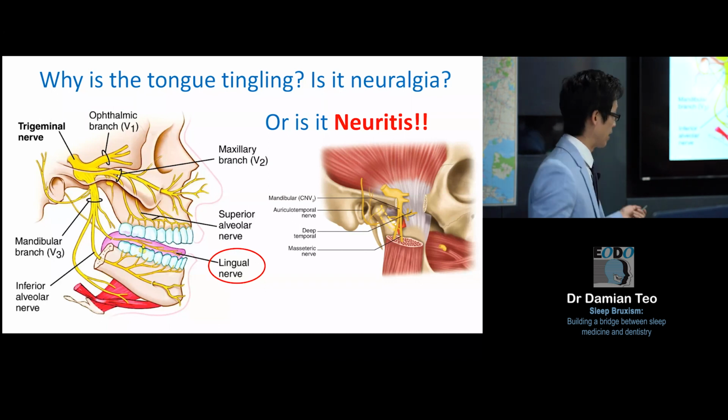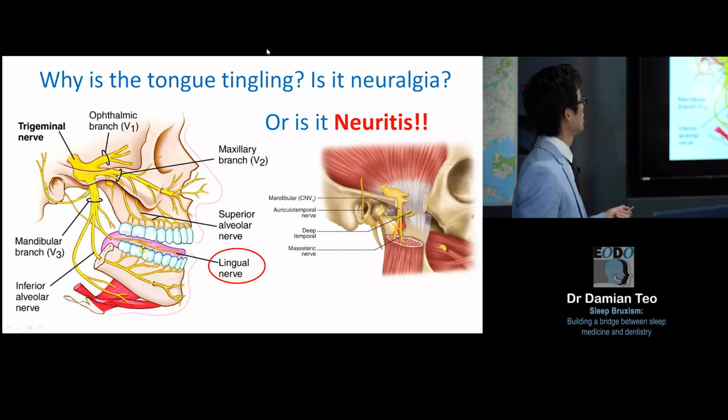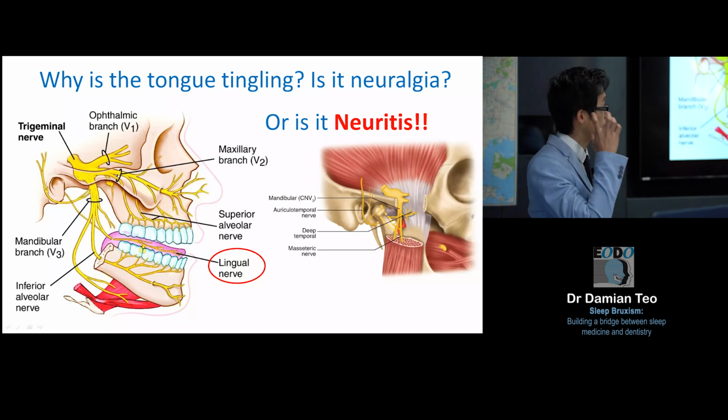And knowing our anatomy from the trigeminal nerve, we've got the V1, V2, and V3 branch, and the lingual nerve is part of the V3 branch. So I was thinking possibly the lingual nerve is being affected from this neuritis.